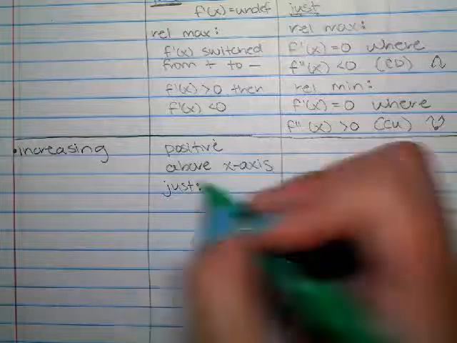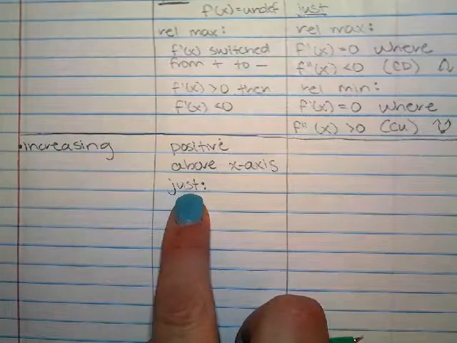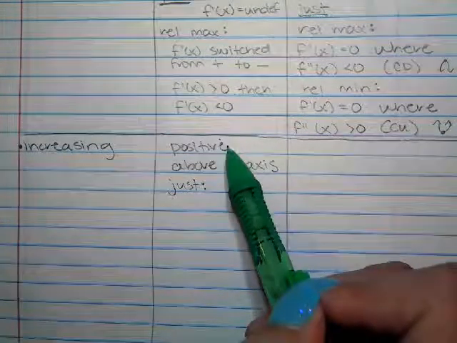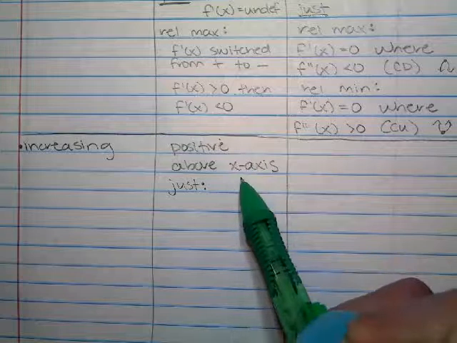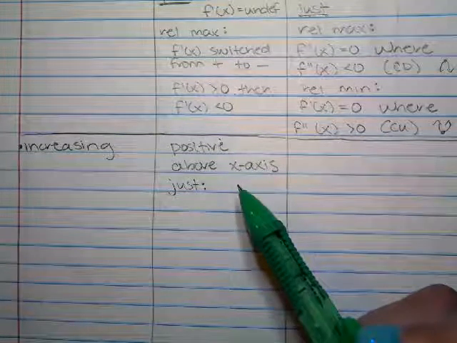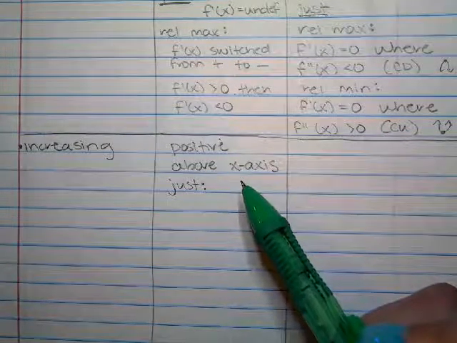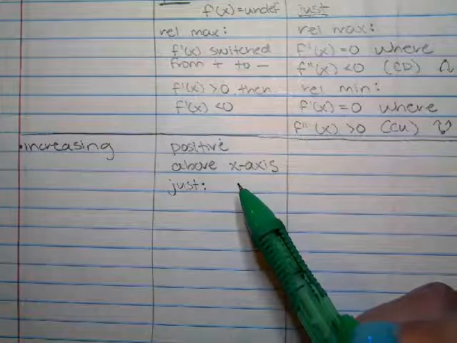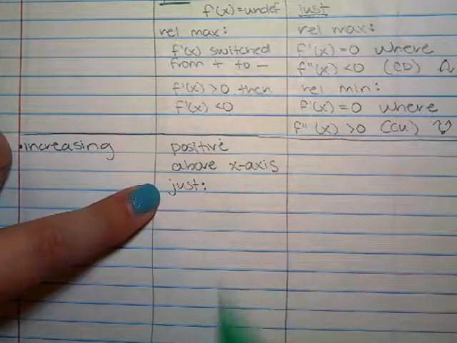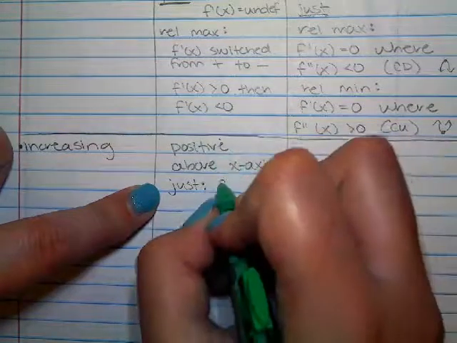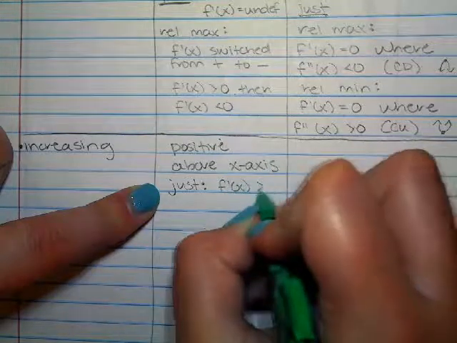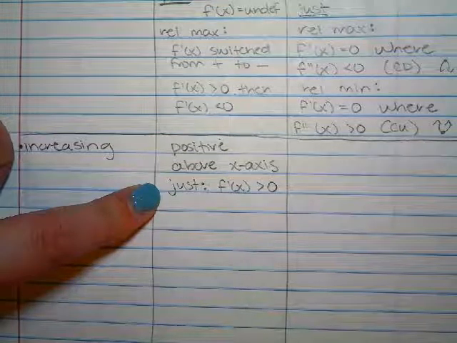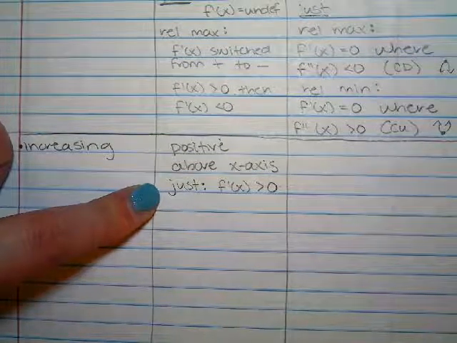All right. So here, increasing intervals, they are positive outputs. They're above the x-axis. If we look at this on our sign chart, this is a plus on our sign chart. In the picture of the graph, it's going to be above the x-axis. But the justification that we are going to write is we are going to say f prime of x is greater than 0, or you can say f prime of x is positive.